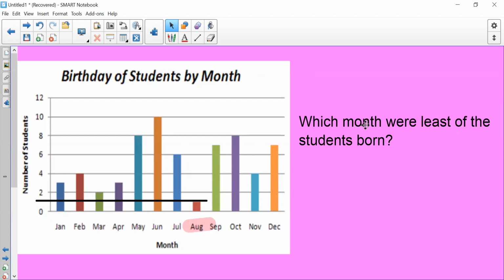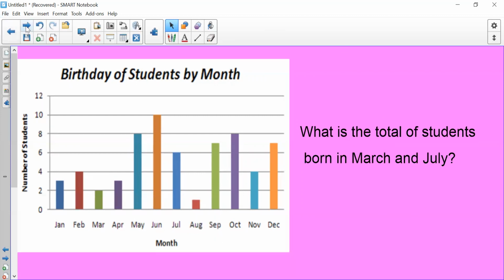Which month were the least of the students born? Okay, so again, a very visual one, August. Now this question isn't asking us how many students were born there, but if we're going to extend ourselves, let's have a look. So the first number on our scale is 2, but this one doesn't go up to 2. So how could we work it out? We'll have a look. It's about halfway, or it's exactly halfway between 0 and 2. I've drawn a line there to show you that. What number would it be? Well done if you got 1, that's correct.